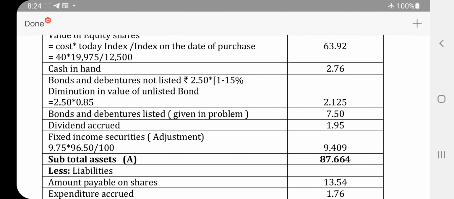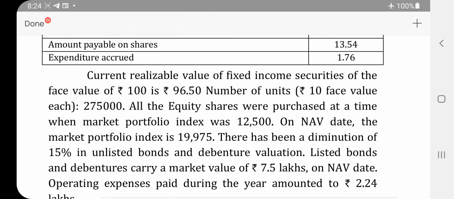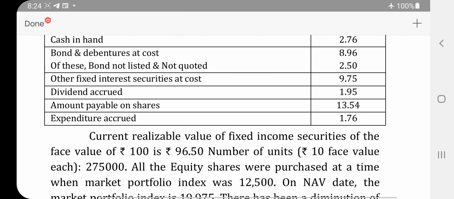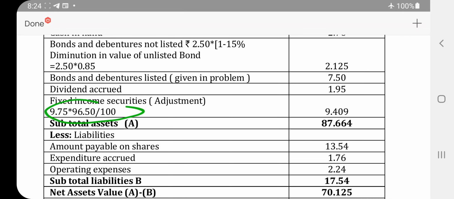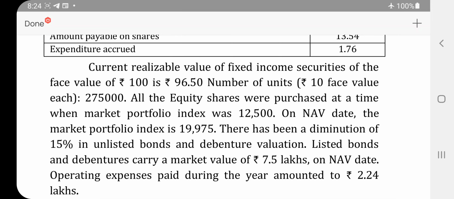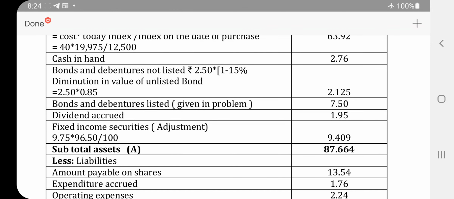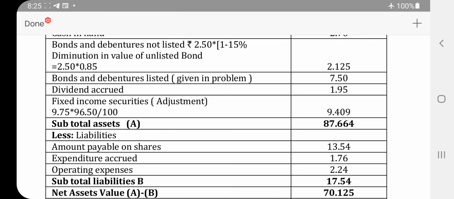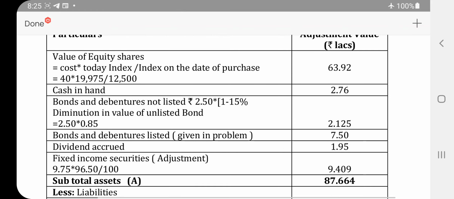Dividend outstanding 1.95. Fixed income securities adjustment is given here. See the adjustment they gave: current realizable value of fixed income securities of the face value of 100 is 96.50. So how much fixed income securities are given here? 9.75. So 9.75 is there, out of which 96.50 is the current realizable value. Current realizable value of fixed income securities of the face value 100 is 96.50. So that we have to take while calculating fixed income securities. 9.75 multiplied by 96.50 divided by 100, you will get 9.409.